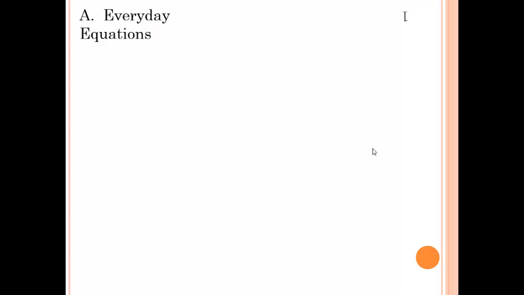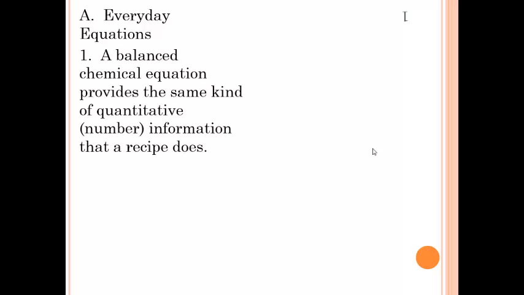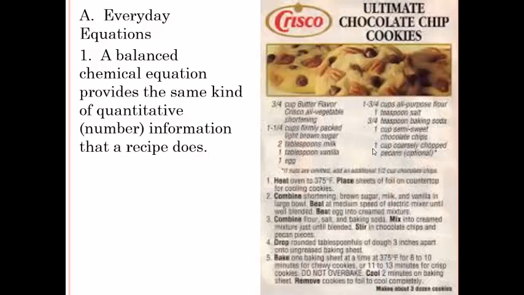So first of all, chemistry is a lot like a recipe. A balanced chemical equation provides the same type of quantitative or number information that a recipe does. I know that it's a little blurry, but I'm assuming that at this point all of you have seen some type of a recipe. And in that recipe it tells us how much, and it gives us a unit like cups or tablespoons or whatever it might be, so that we could properly make our end product, in this case cookies. Well, in chemistry we need that same type of information.